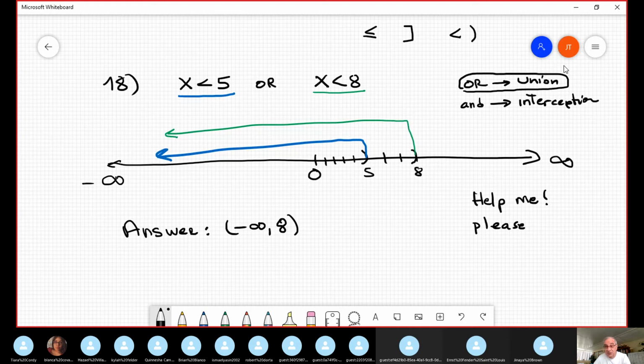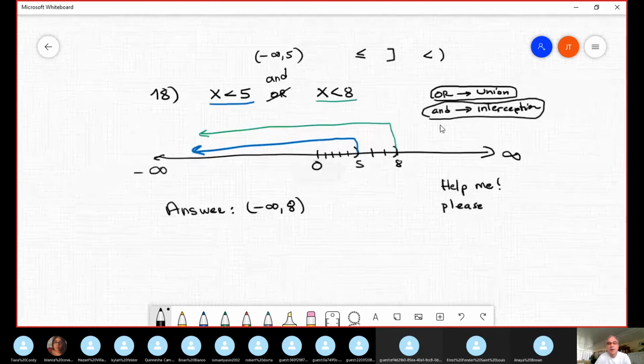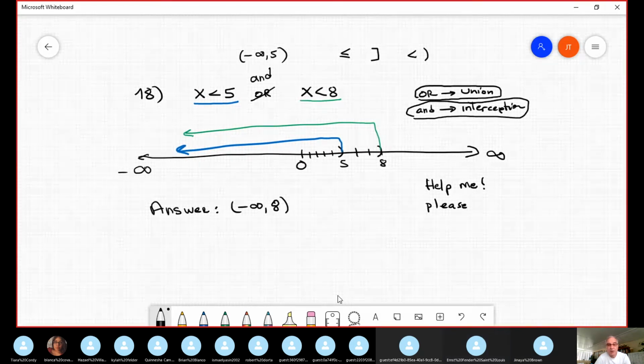A different situation happens with intersection. Intersection is the common element, and the common element between blue and green is obviously blue. If I change that problem to AND, the answer is totally different: from negative infinity to 5. Okay? Any question? No. Super clear? Clear like water? Okay, super.